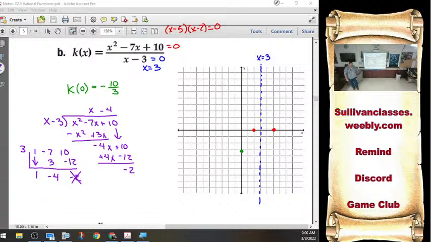Now, I do want to be careful with the synthetic thing. Remember that whole, am I looking for the factors? Am I looking for the zeros? Okay, that's going to come into play a few times. This tells me that y equals x minus 4 is my oblique asymptote. So go to -4, slope is 1.